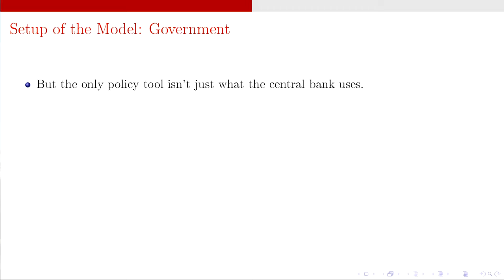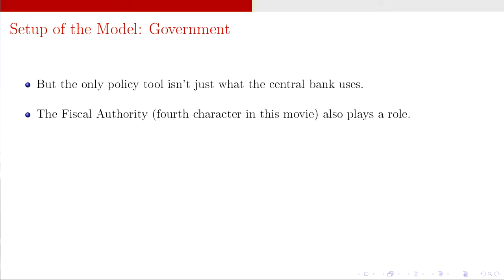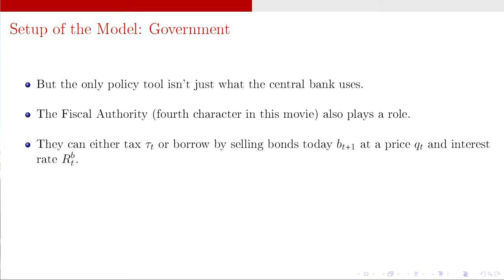But the central bank isn't the only one with a policy tool. The fiscal authority also plays a role, right? The fiscal authority here is going to be the fourth character. So let's recap our characters. The first character was the household. The second character was the firm. The third character was the central bank or the monetary authority or the Federal Reserve in the United States. The fourth character is the fiscal authority or the Treasury in the United States. They also play a role.